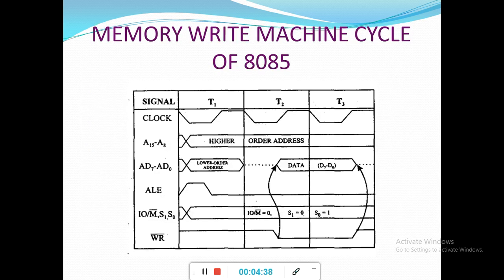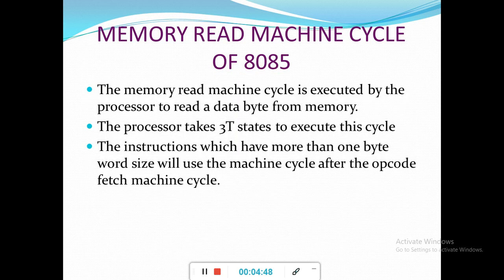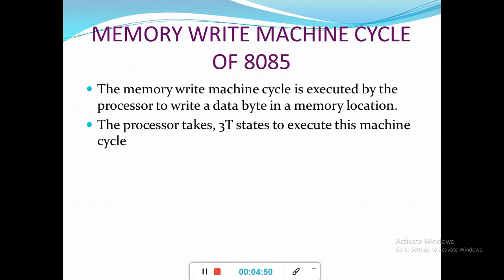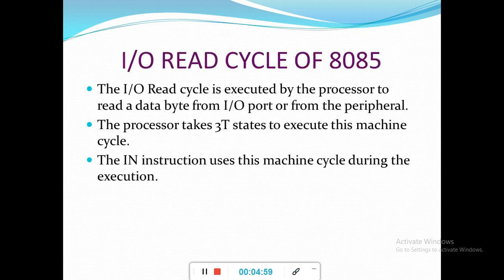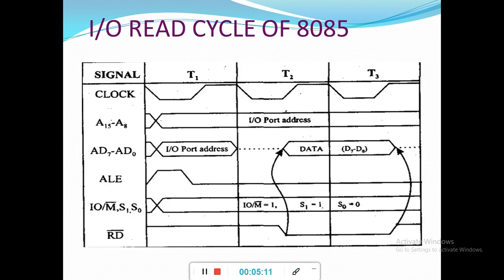In the same way the machine cycle is determined by the T states, and the values of S1 and S0 can vary from 0 to 1 and 1 to 0. The memory write machine cycle is executed by the processor to write a data byte in a memory location, and the processor takes 3 T states to execute it. For the IO read cycle, the processor reads a data byte from the input output port or peripheral, either a keyboard or mouse, whichever it is, and from that you can read and write.